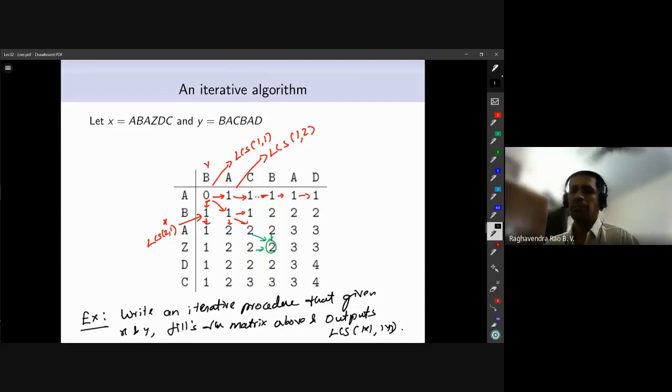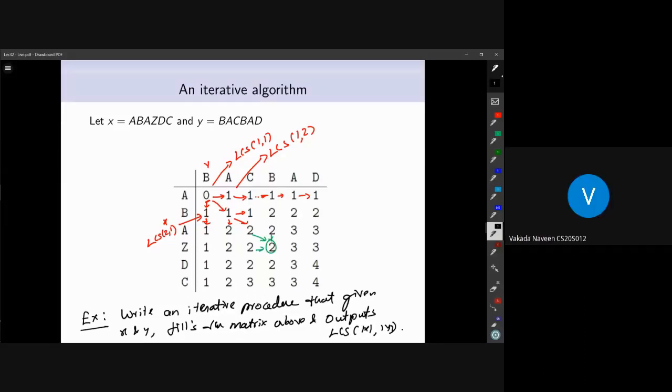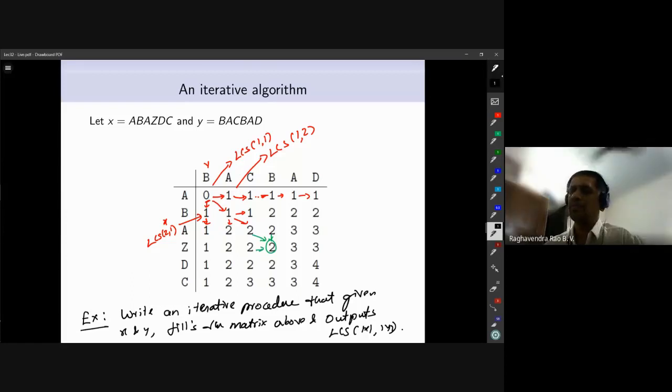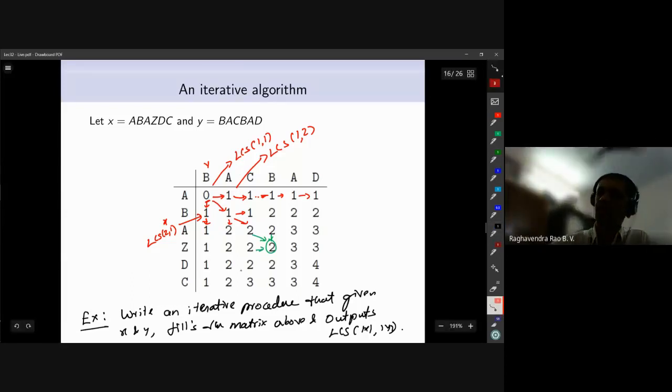Can somebody tell me quickly the time required for doing this? Order of MN. So it's basically for each entry, right? How much time do you require? You'll have to compare the corresponding characters and decide whether to take this or this. So in either case, you will be doing one arithmetic operation and one comparison. So order of one operations.